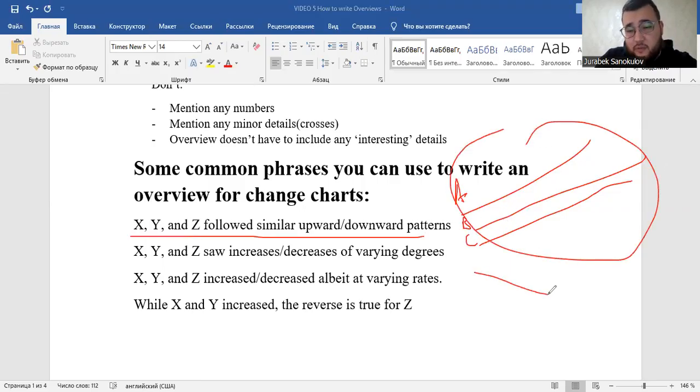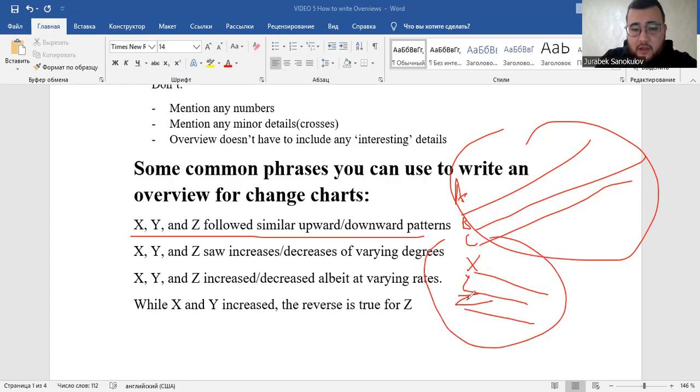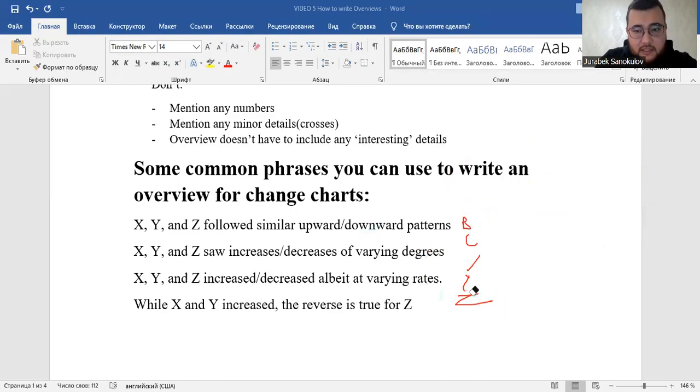You can do it with this as well. For example, X, Y, Z. So all of them here followed similar downward patterns. So you can mention that in your overview, and you can use this sentence structure to mention those. So now let's analyze other sentence structures. X, Y, and Z saw increases, decreases of various degrees. I mean, that's a good sentence structure as well.